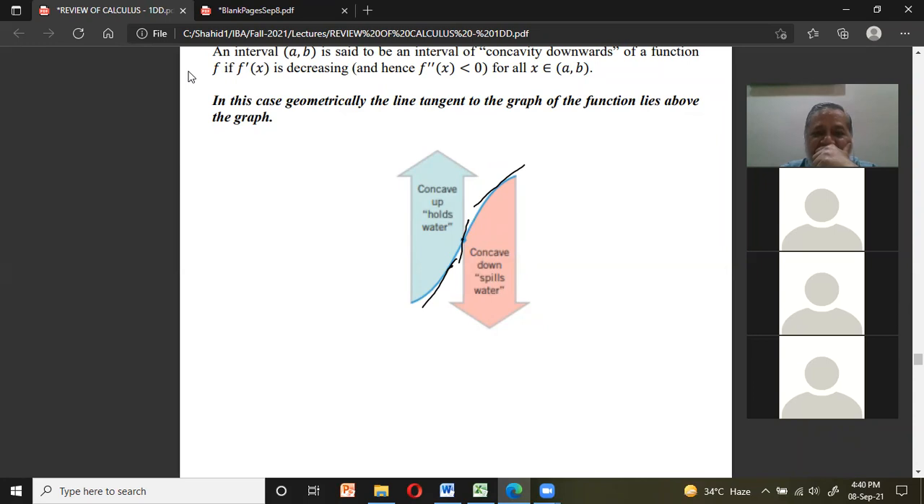On the right-hand side, where the tangent is above, concavity is downward.